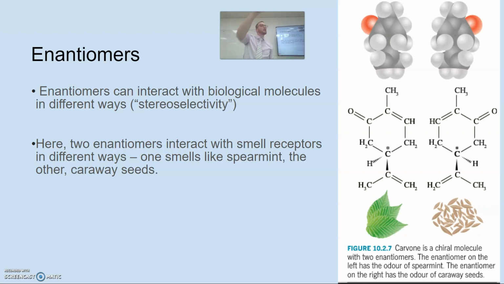All right, so stereoselectivity. Think about a handshake. Go to shake my hand. Go to shake, keep your hand out, go to shake my hand. A bit weird, isn't it? Stereoselectivity. I can only shake your hand if you also put out your right hand. If you put out your left hand, it doesn't join, doesn't bind.